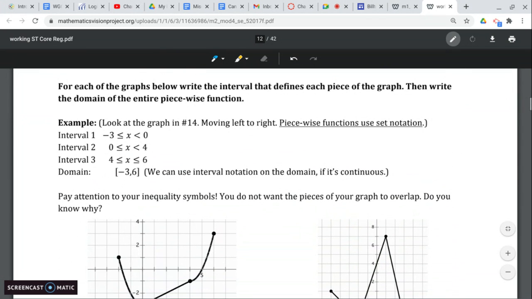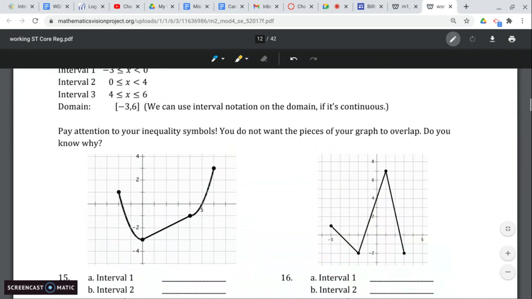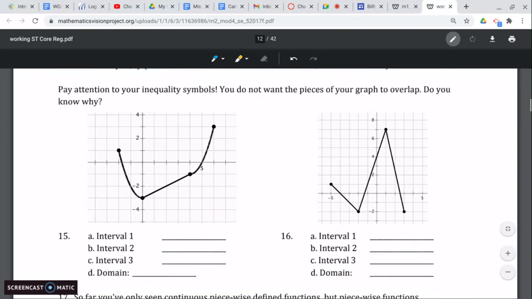All right, so for each of the graphs below, write the interval that defines each piece of the graph, then write the domain of the entire piecewise function. So we have an example here. For this, it's giving the different intervals, so the different parts of the function to take and look at the intervals for those. So pay attention to inequality symbols, don't want pieces to overlap.